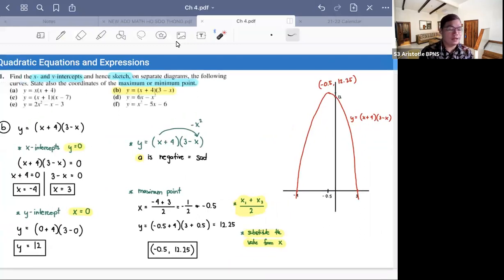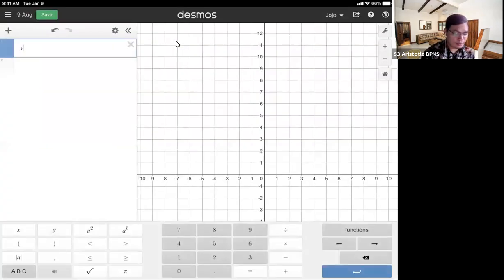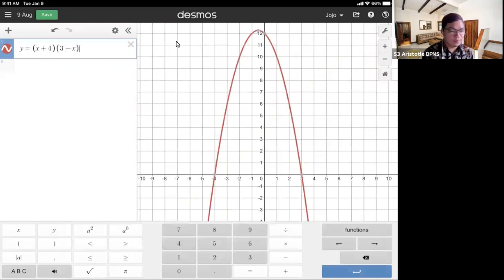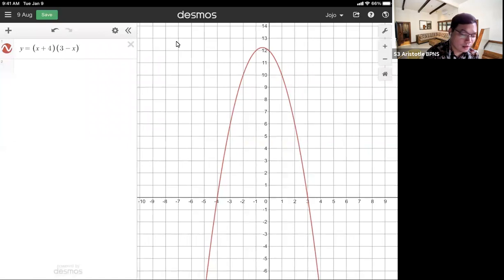Now, let's see how this looks on Desmos. Again, let's have y is equal to, I think it's x plus 4, right? x plus 4, and then it is 3 minus x, right? So yeah, our graph is correct. It looks like that. Let's look at the maximum point. It's correct: negative 0.5 and 12.25.